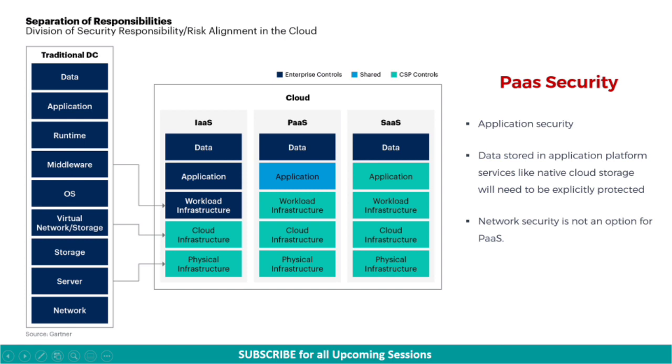This involves an application deployment lifecycle from development, where secure coding and configuration standards are likely to be needed, through build, with continuous testing to deploy with secured implementation pipelines. Next, ensure data stored in application platform services like native cloud storage will need to be explicitly protected. Next, network security is not an option for PaaS.